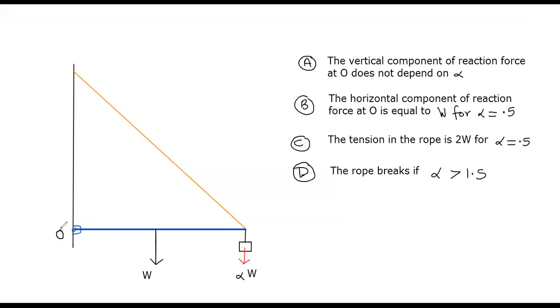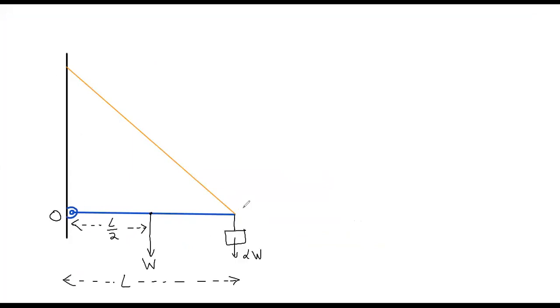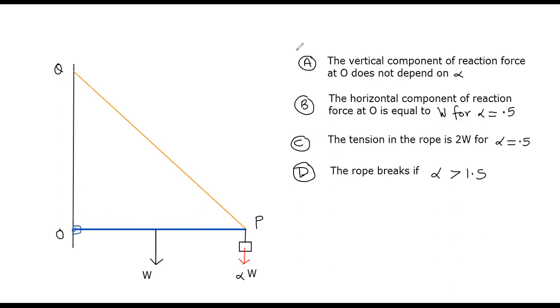So this is the point O, this is the point P, and this is the point Q. Now, the hinge point can supply two reactions, one in the vertical direction, RV, and one in the horizontal direction, RH. The tension in the rope can be taken as T. Now, this angle will be 45 degrees.